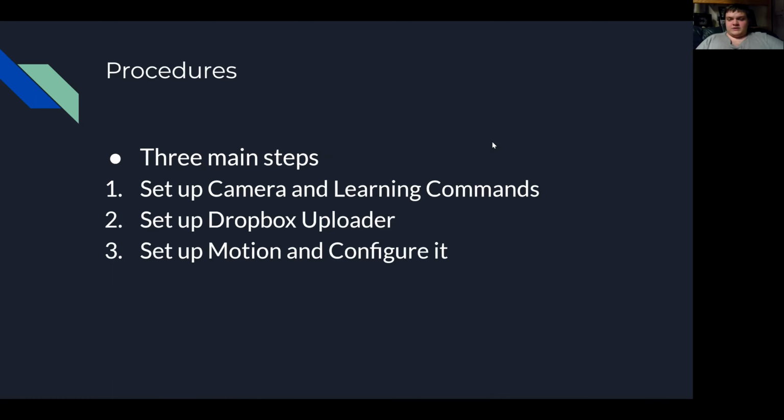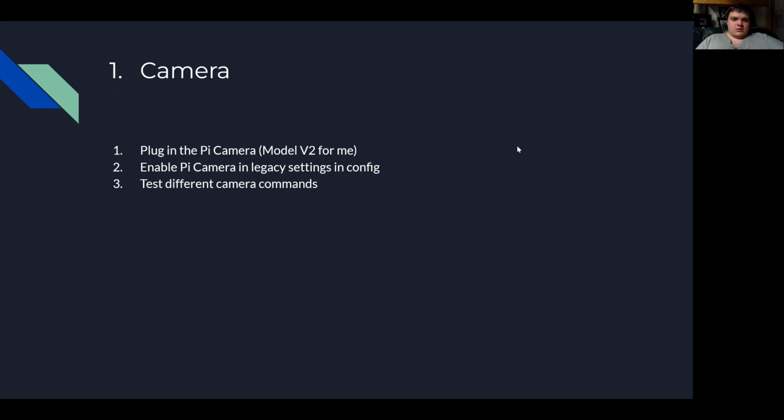All right, there are three procedures in this project that I had to follow in order to set up the entire motion detection camera. All right, so the first one is the camera itself. I needed to plug in my Pi camera that I got for this project. For me, it was the model version 2. However, there are multiple other versions that work. It works with every camera.